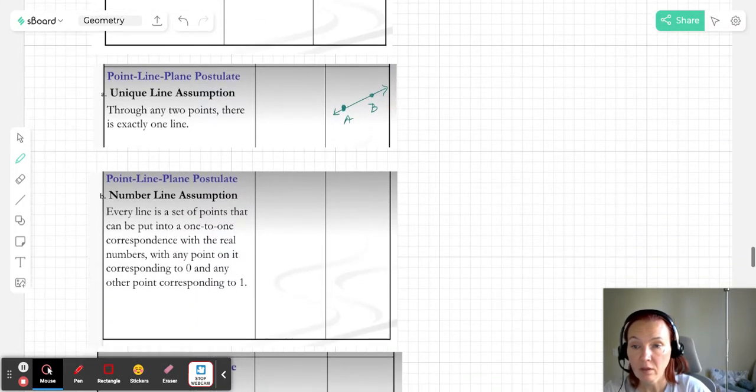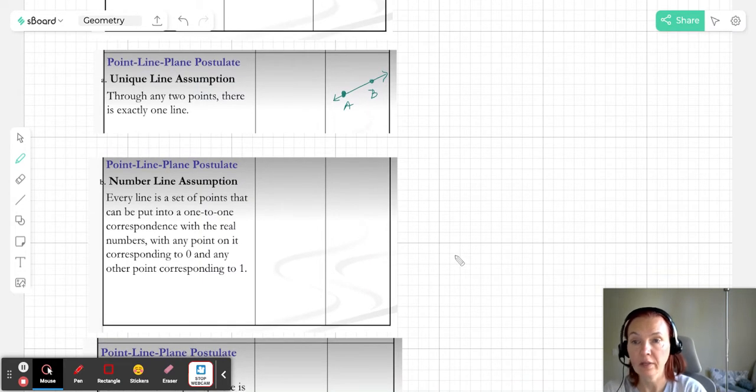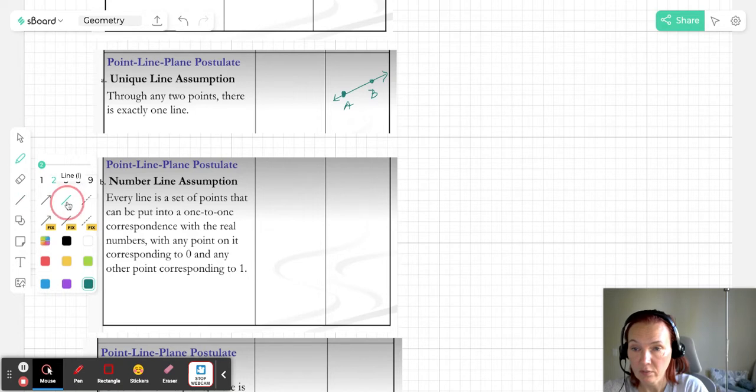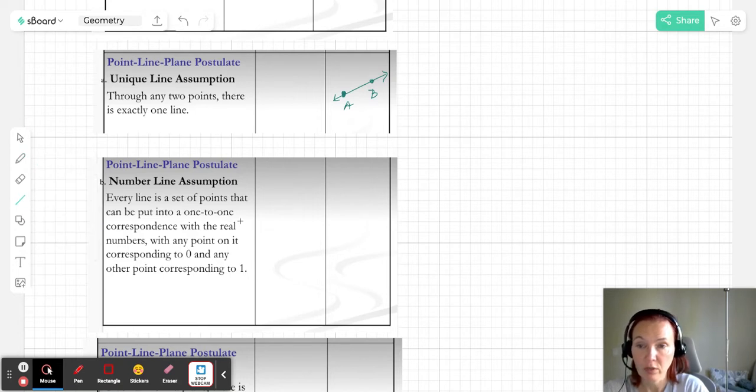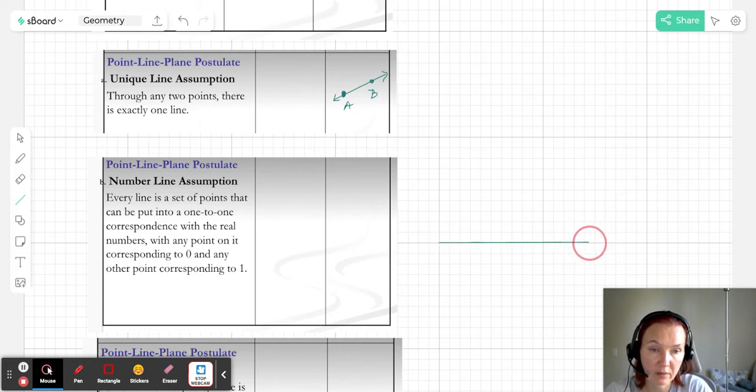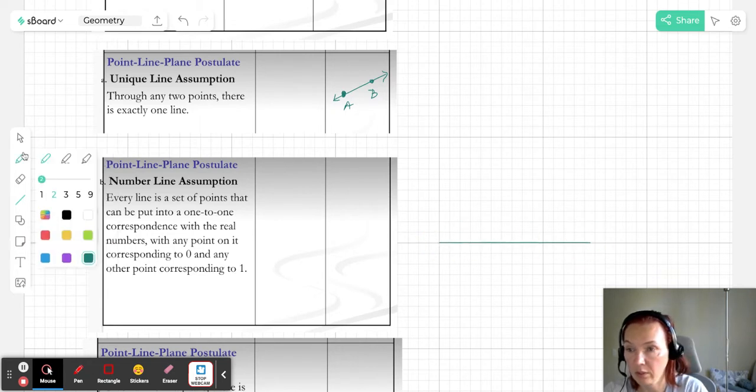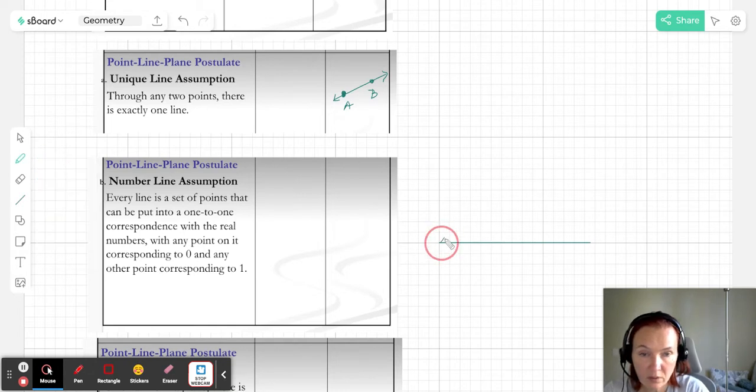Now, the second part is the number line assumption. I'm going to be using the space here on the right for the diagram. Every line is a set of points that can be put into one-to-one correspondence with the real numbers, with any point on it corresponding to 0 and any other point corresponding to 1. So I'm going to start my line like this. That's going to be my number line. Since it's a number line, I will put the arrows at the ends.